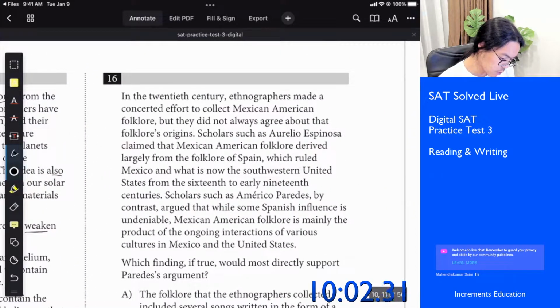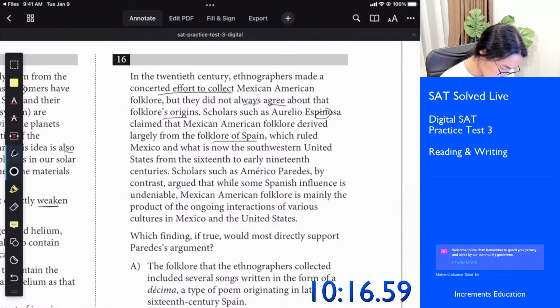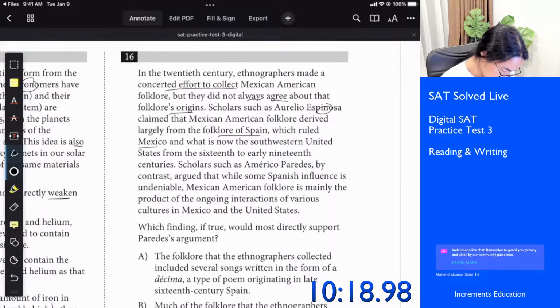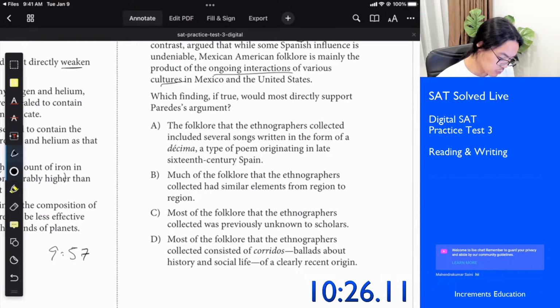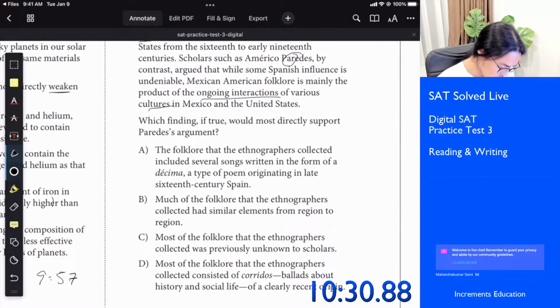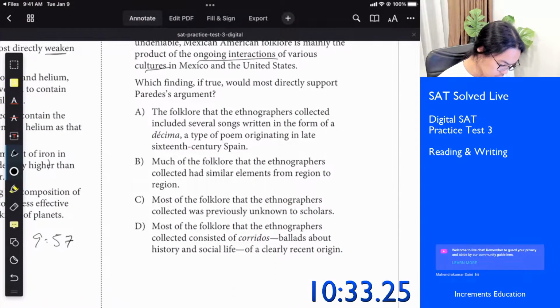Yeah, couldn't avoid it. Ethnographers made a concerted effort to collect Mexican flora, but they did not agree about that origins. Collect, but we didn't agree about origins. Espinosa said it came from Spain, which ruled Mexico. Scholars such as Paredes said that while Spanish, it's mainly the product of ongoing interactions of various cultures. So is it external or is it internal? Support the Paredes' argument. So we need to have some local stuff that's not Spain oriented. So this is originating from Spain.